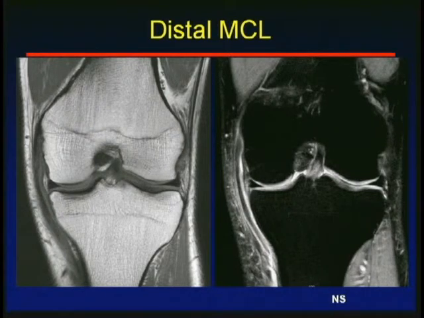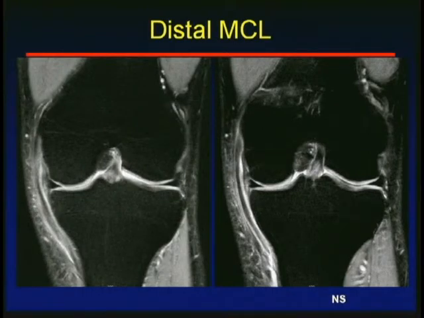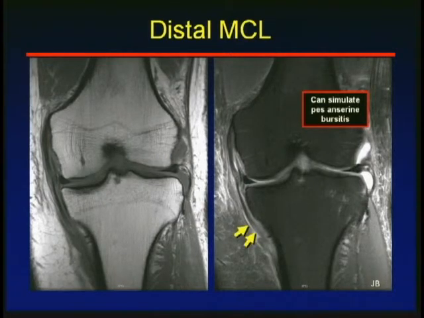They do occur, and they will result in caliber changes, thickening, signal, the same type of findings that we have already discussed. The history of trauma, I think, is important when you're dealing with a distal injury because it can be very difficult on imaging to sort this out from pes anserine bursitis.